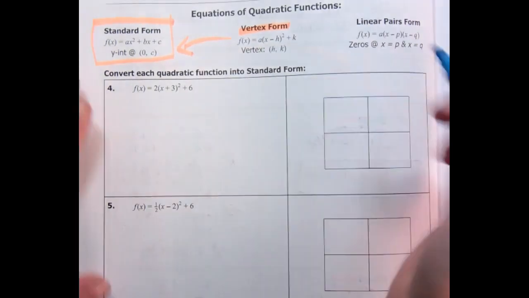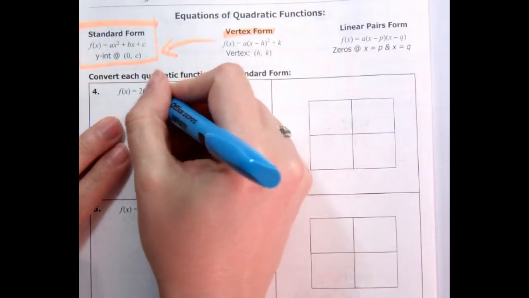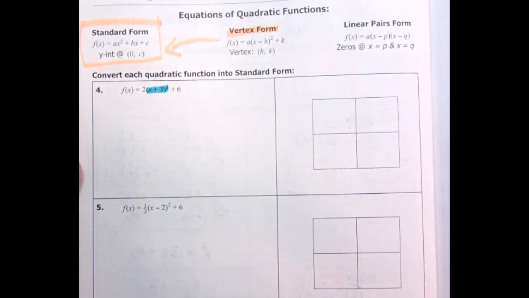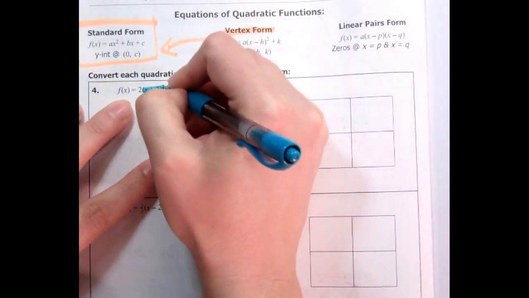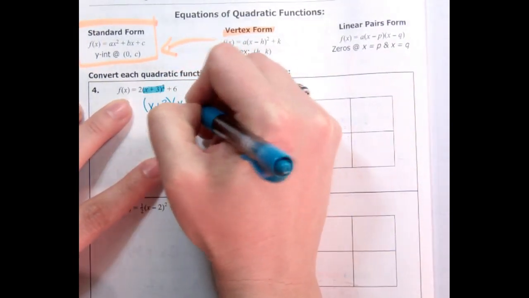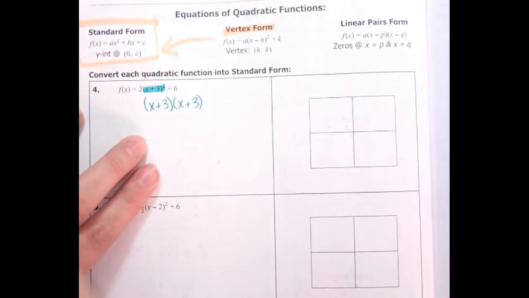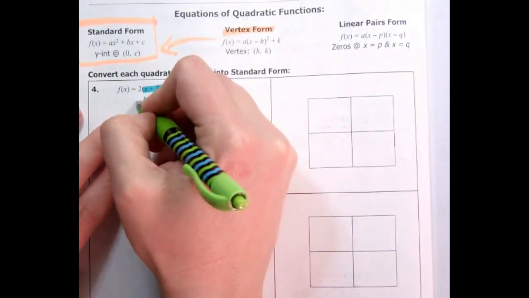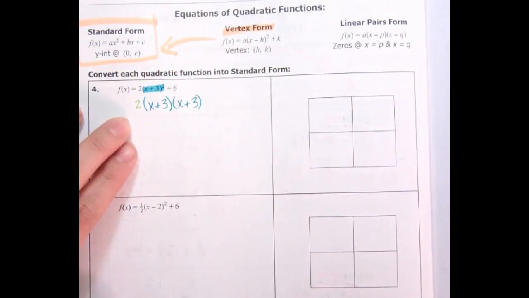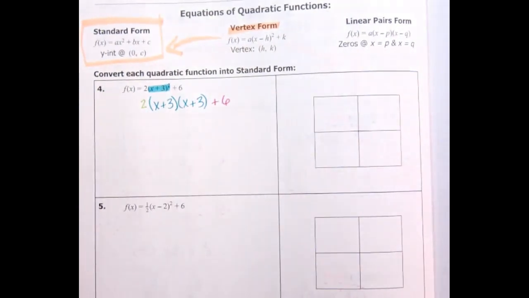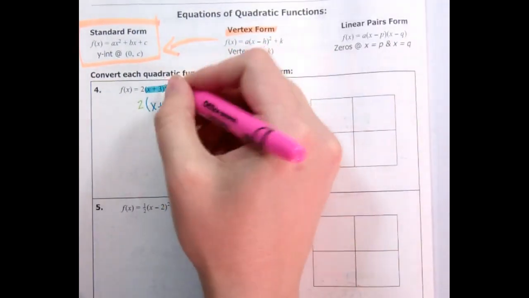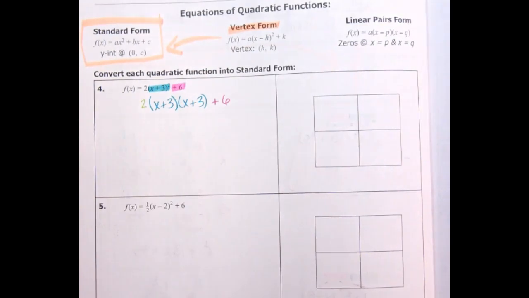So we're going to start with this parentheses, x plus 3 squared. So what does squared mean? Well, technically it means x plus 3 times itself, x plus 3. I still have this 2 being multiplied out in front. I still have this plus 6 out at the end. So plus 6 stayed plus 6. That 2 stayed 2. Okay?